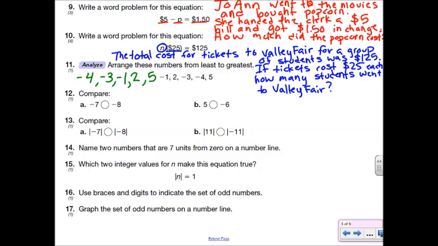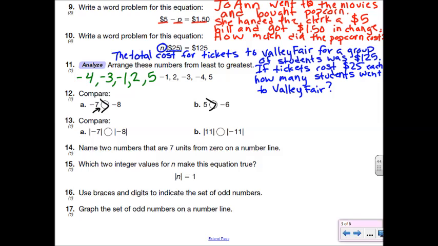Comparing, the most negative number is the smallest. So remember, the alligator eats the bigger number, so this side of the less than or greater than symbol needs to be on the side of the bigger number. Comparing a positive versus a negative number, the negative number is going to be the one that's smaller every time.